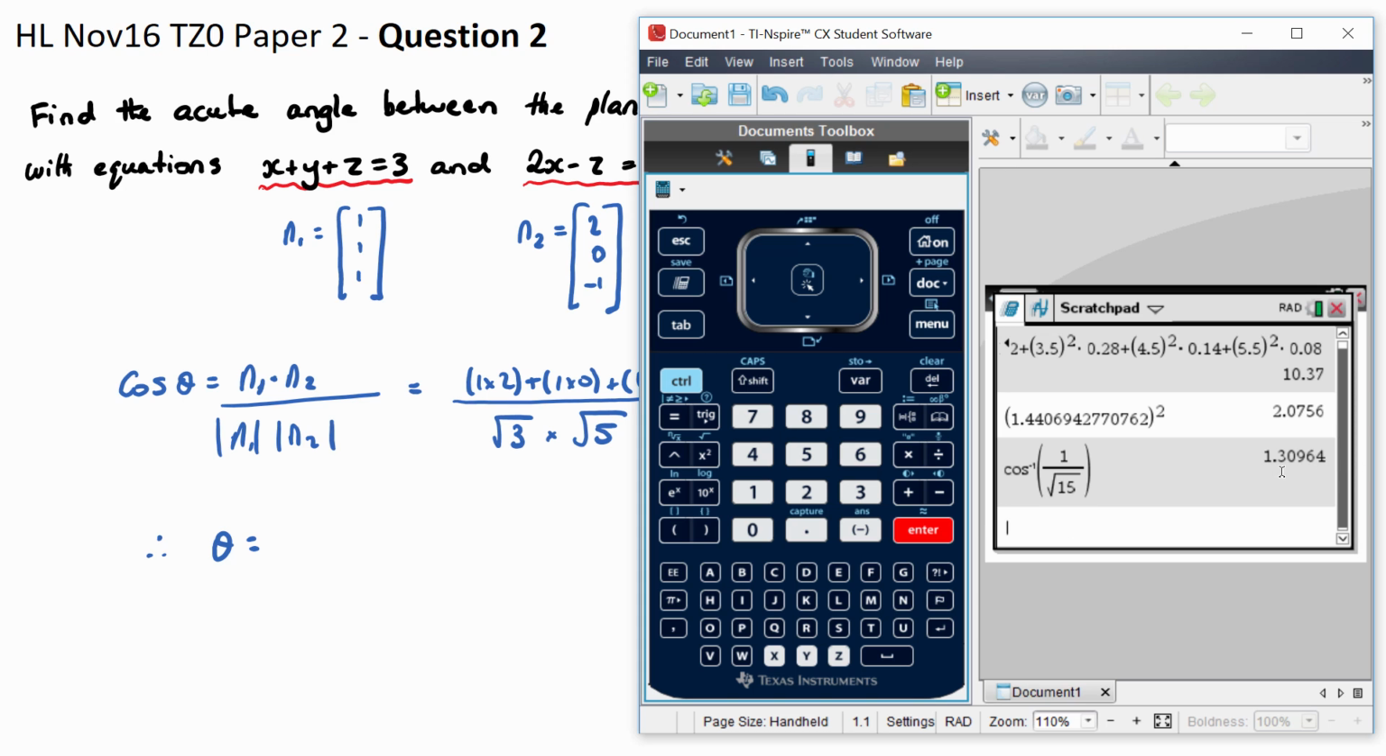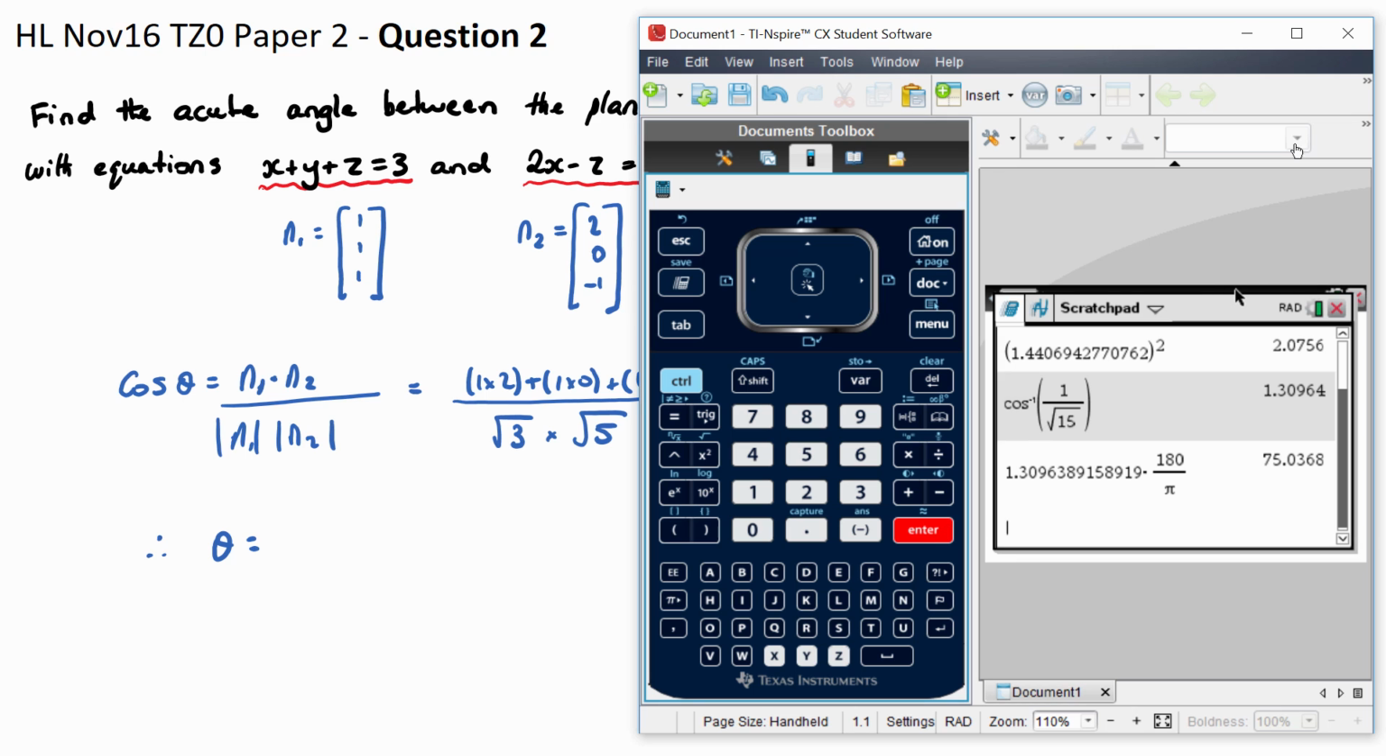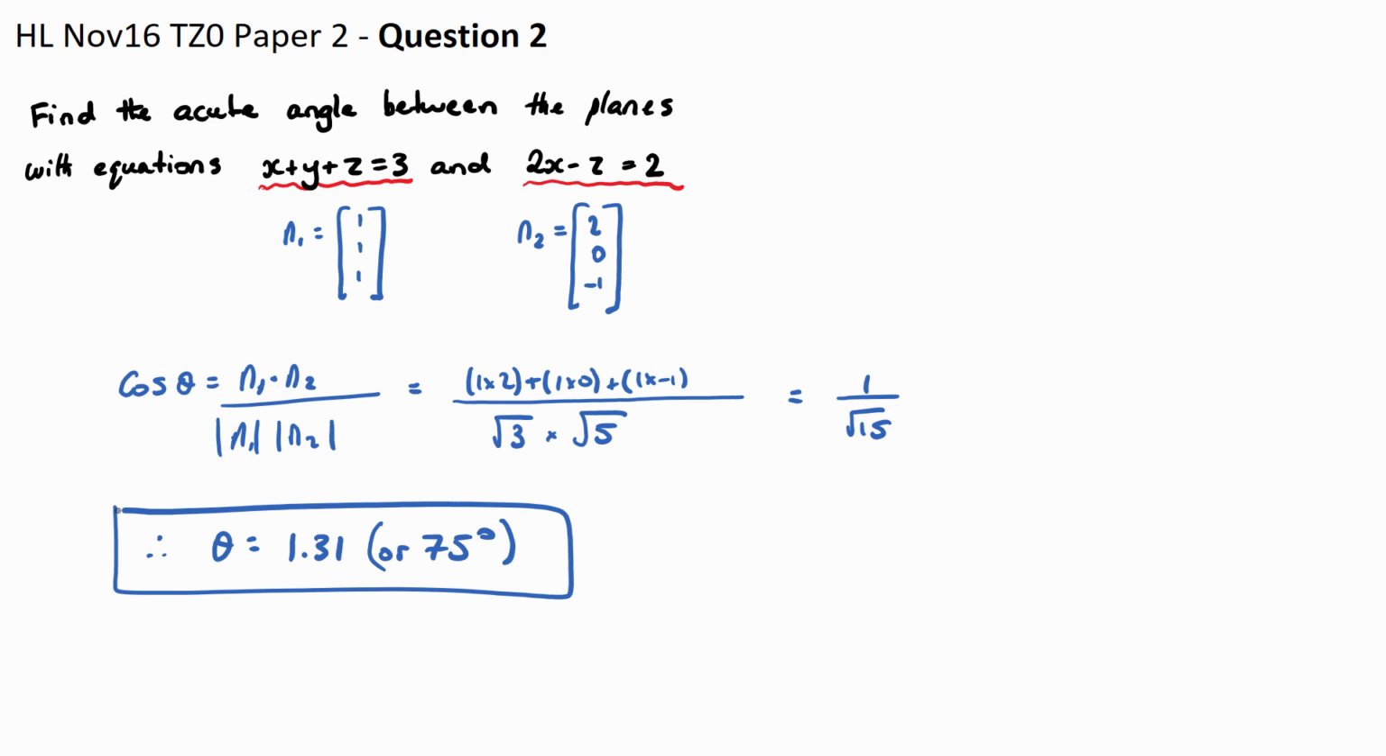So we get 1.31, and this is going to be radians. And if we wanted to get that into degrees, we could times that by 180 over pi, or 75 degrees. So theta will equal 1.31 or 75 degrees. Okay, that's the acute angle between the two planes.